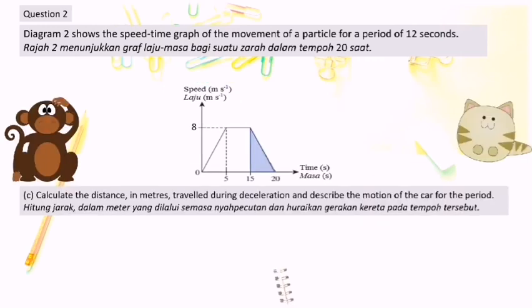C. Calculate the distance in meters traveled during deceleration and describe the motion of the car for the period. Deceleration is here. The total distance of deceleration is the area under the graph here. Total distance equals 1 over 2 times (20 minus 15) times 8, equals 1 over 2 times 5 times 8. Total distance equals 20 meters.